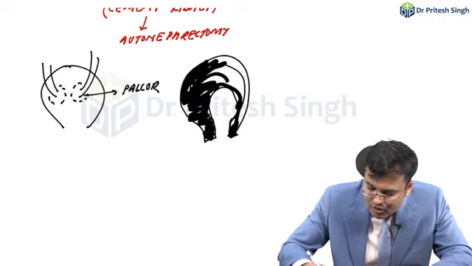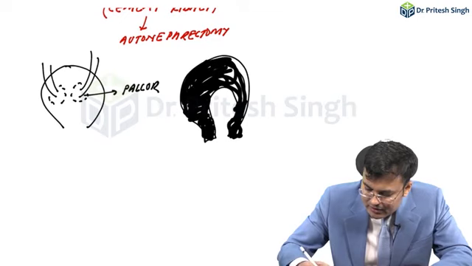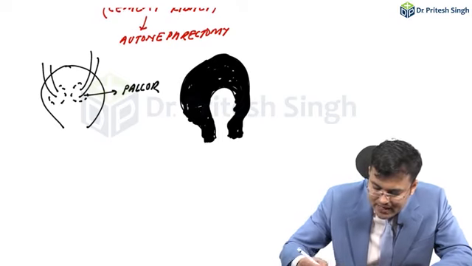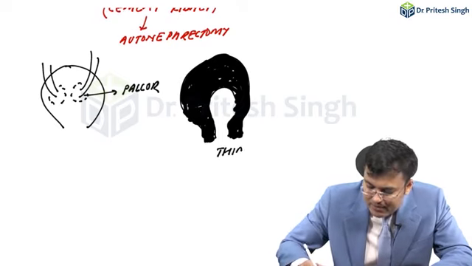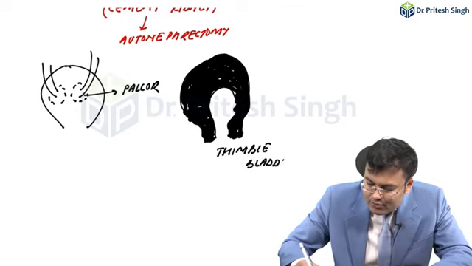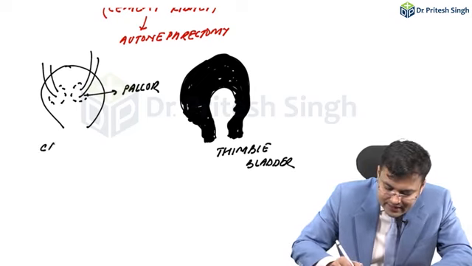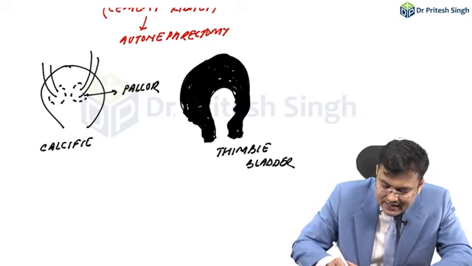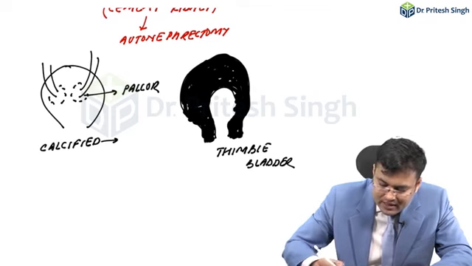This small contracted bladder in tuberculosis is known as thimble bladder. You can see here the capacity is reduced. So this is thimble bladder. After that, what are the changes in prostate? Prostate becomes calcified, and because of this calcification, prostate becomes hard.